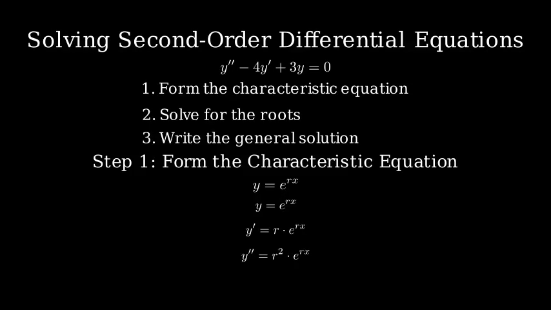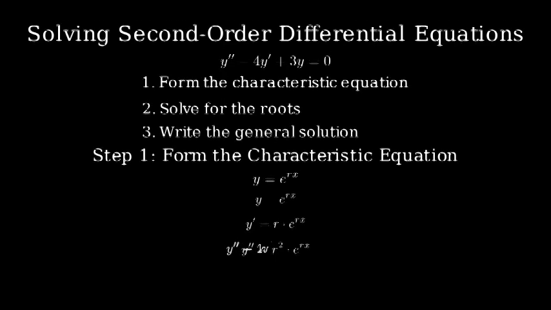Now, we substitute these expressions into our original differential equation. We get r^2 e^(rx) - 4r e^(rx) + 3e^(rx) = 0. We can factor out e^(rx) from all terms to get e^(rx) times (r^2 - 4r + 3) = 0. Since e^(rx) is never 0, we have the characteristic equation r^2 - 4r + 3 = 0.